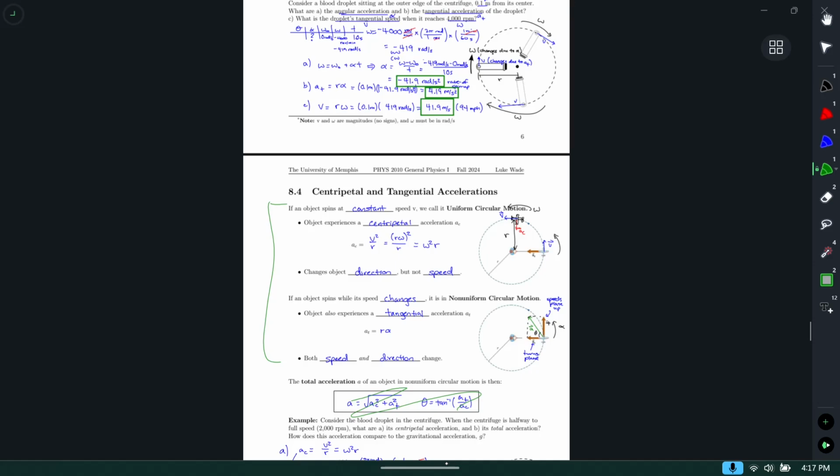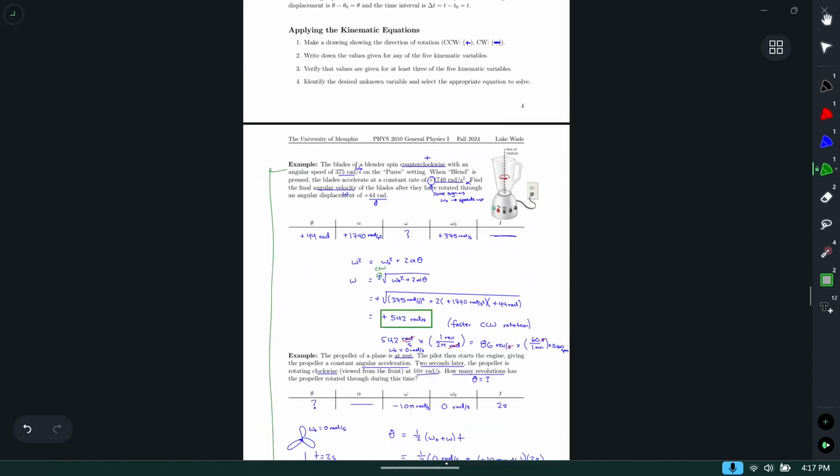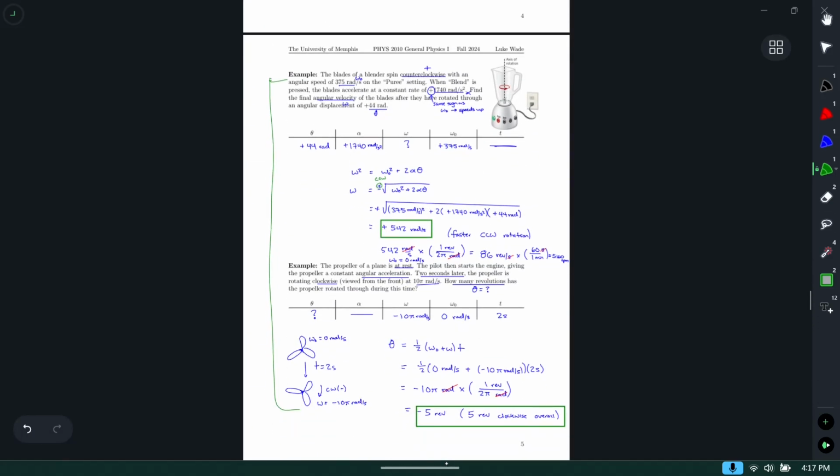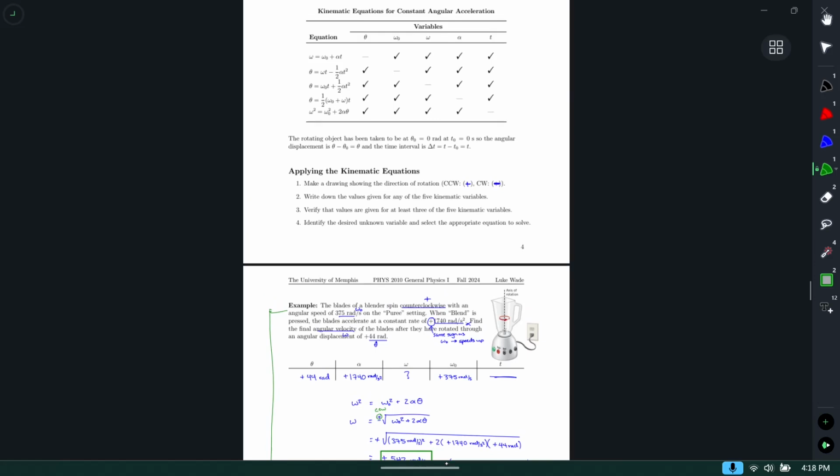We're guaranteed to have two problems like that. When I say guaranteed, I mean a problem like this. It won't be this exact problem. Like a problem on kinematics for angular variables.